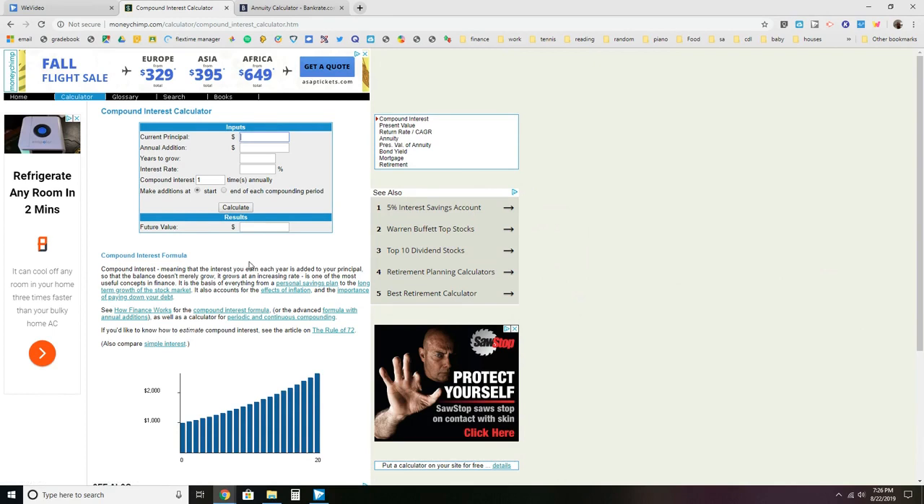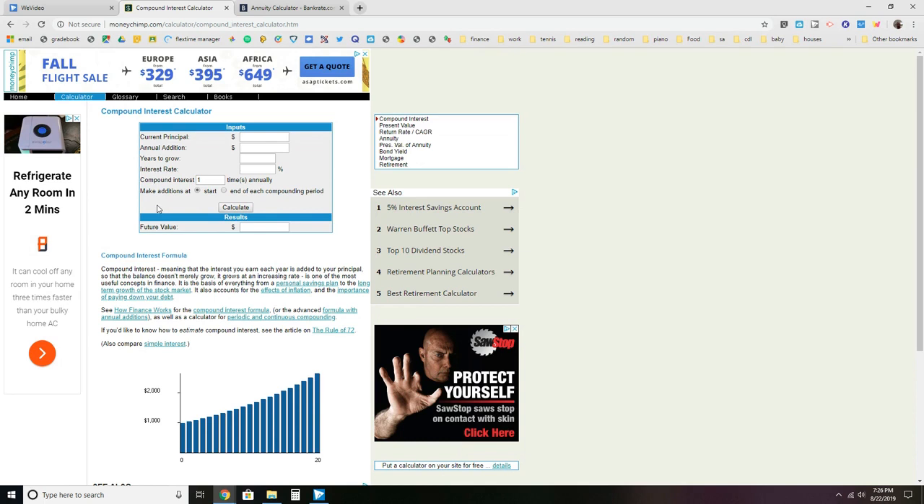So if you go to moneychimp.com, you can find a compound interest calculator. That'll tell you how much money will grow depending on the amount of money you currently put in, the money that you add every year, the years to grow, and the interest rate you'll be receiving on your investments.